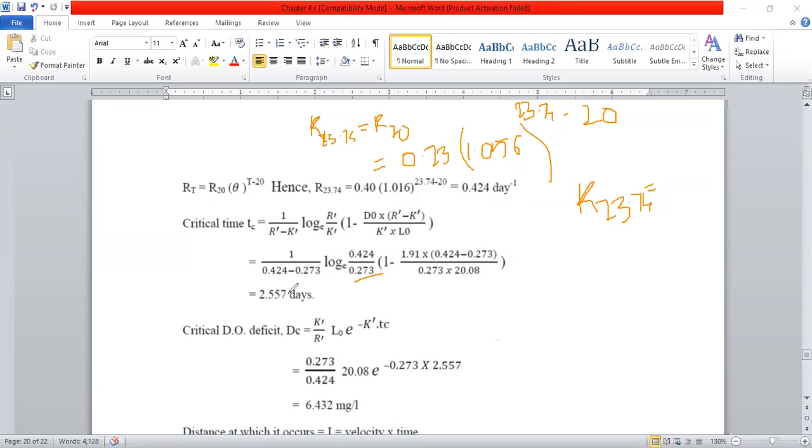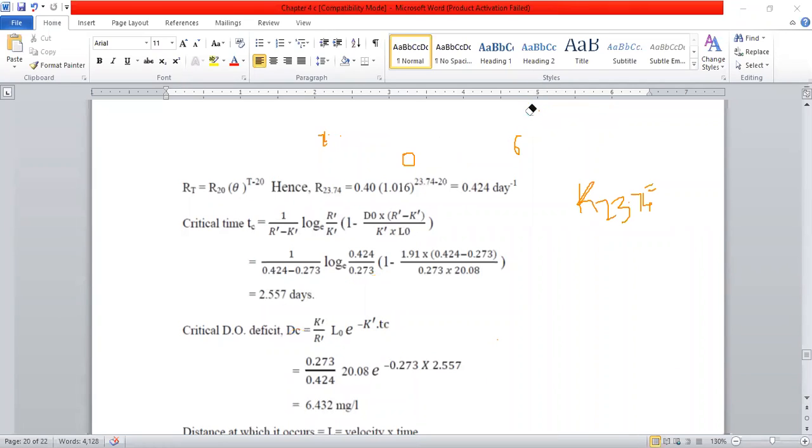Now the next step is to determine the critical dissolved oxygen deficit Dc. Critical dissolved oxygen deficit Dc is equal to k dash upon r dash into L naught into e raised to minus k dash into Tc. Why have we taken Tc? Because here it is the critical dissolved oxygen time. So here also it will be Tc. Okay.